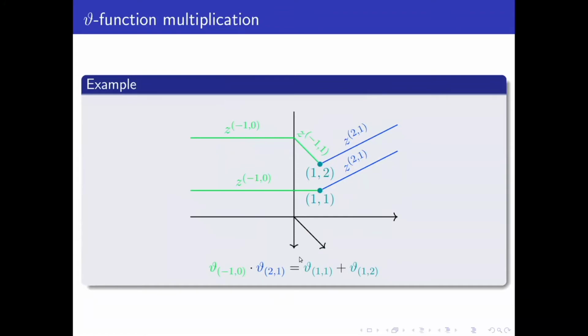And as a result, we can write down this product as theta -1, 0 times theta 2, 1 is theta 1, 1 plus theta 1, 2. Okay. So it's just some explicit combination for writing down our structure constants, and we can see how we can recover the product from it here.